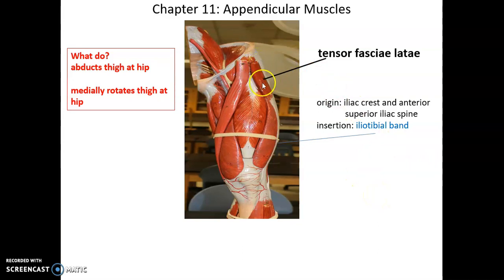Then on the lateral side of the thigh, we have this really small muscle called tensor fasciae latae. Its origin is the iliac crest and anterior superior iliac spine, and it inserts into the iliotibial band, which is the sheet of connective tissue or fascia that stretches down to the knee. So it can abduct the thigh at the hip and also medially rotate the thigh at the hip.